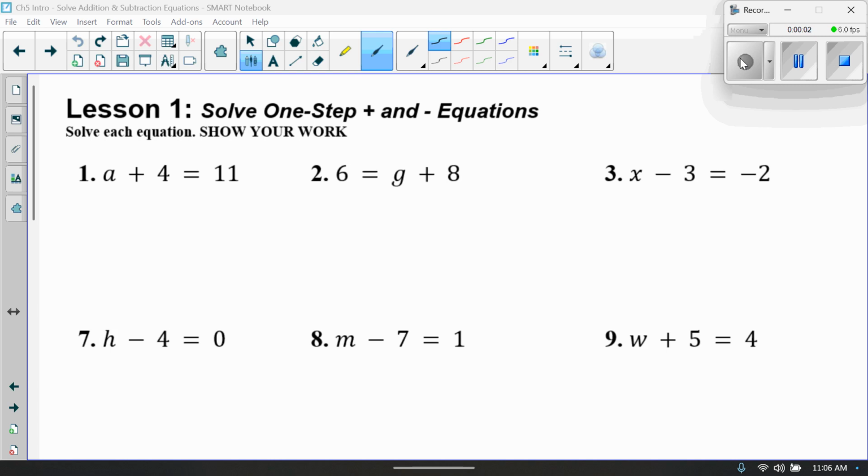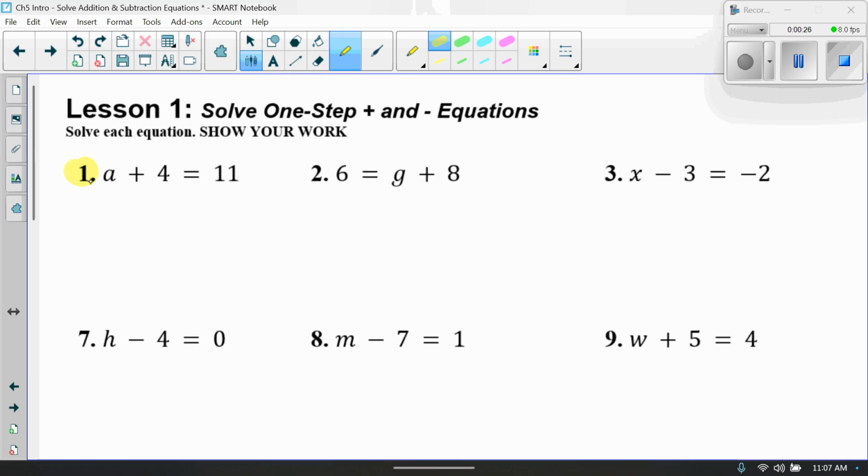So today we're working on this example worksheet, okay? We're doing lesson 1, solve one-step addition and subtraction equations. Now, I'm going to do a few examples with you, and then you're going to do the rest of them on your own, okay? So let's start with example 1. Let's start with number 1.